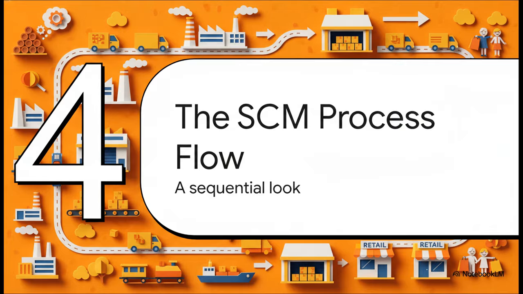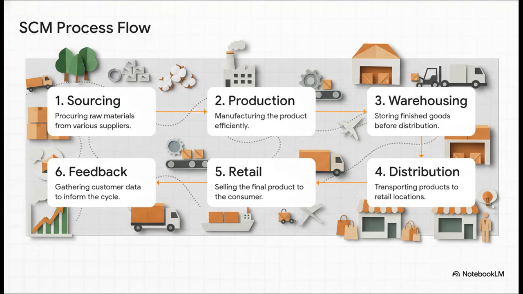So now, let's put all the pieces together and take a look at the complete SCM process flow, from the very beginning to the very end. As you can see, the process follows a very logical sequence. It starts with sourcing raw materials, then it moves into production. After that, finished goods are typically held in warehousing. From the warehouse, they are distributed to retail outlets. But notice, it doesn't just stop at the sale. The process includes the customer, and most importantly, gathering their feedback. That feedback then informs the entire process all over again, creating a cycle of continuous improvement.